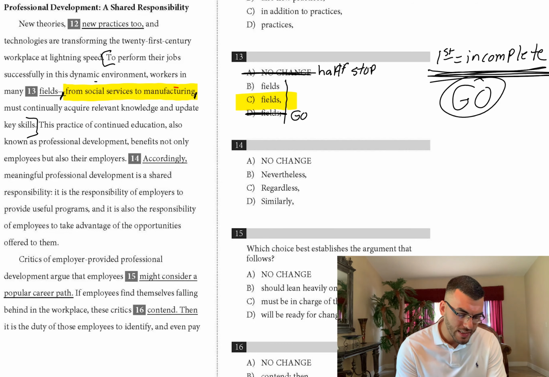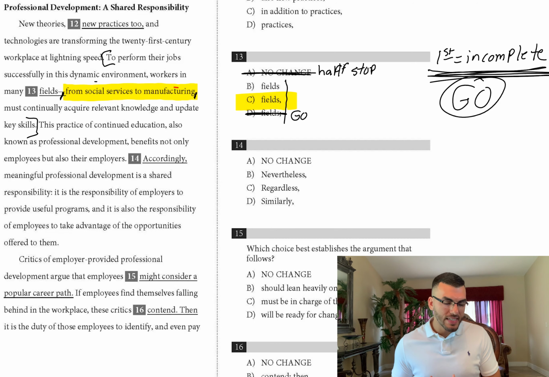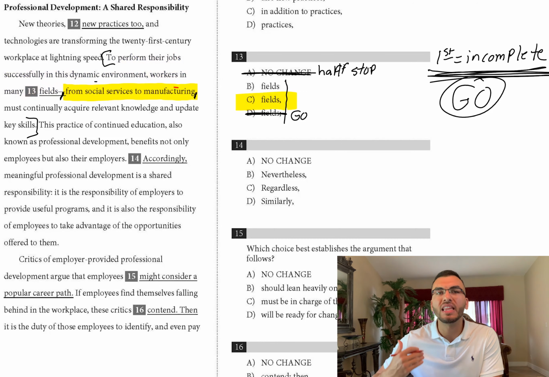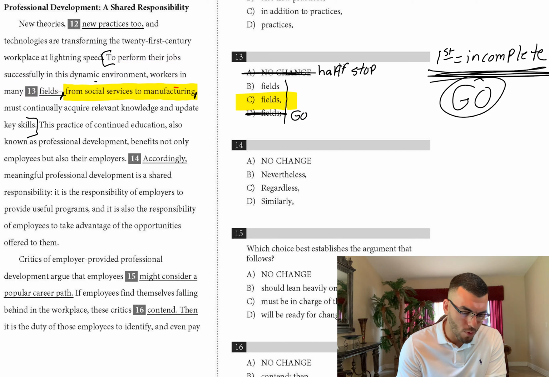To perform their jobs successfully in this dynamic environment, workers in many fields must continually acquire relevant knowledge and key skills. Yes, it still makes sense without specifically saying what kind of fields those workers come from, making it unnecessary, making C the best choice. The test loves to do that. They love to elaborate a little more and expand a little more.